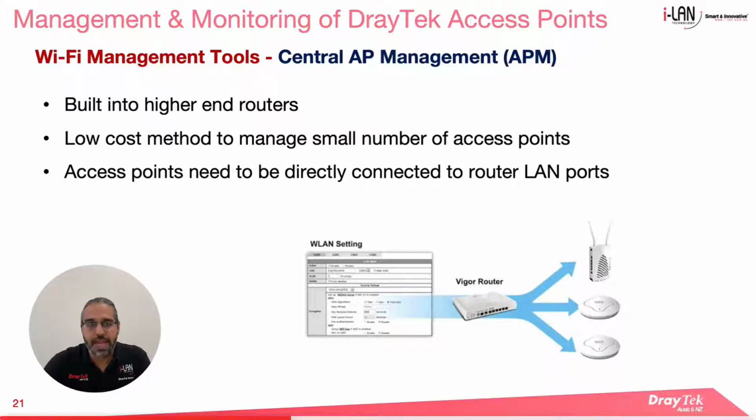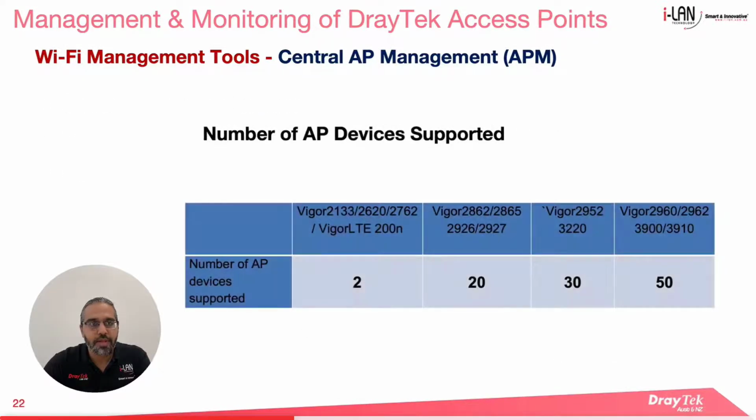Please note that access points will need to be connected directly to the router's LAN by UTP cable. The number of APs that can be managed by Central AP Management depends on the router's model that's being used, as shown in the table here.